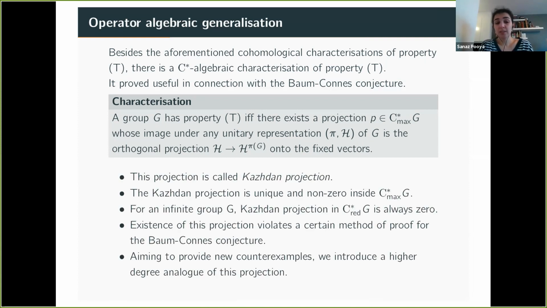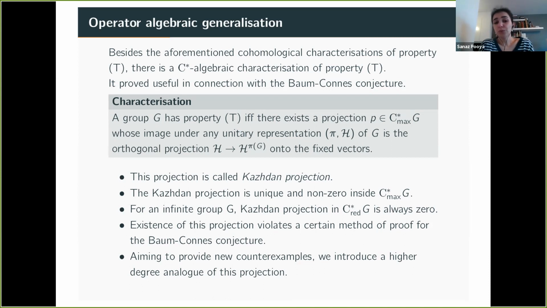This projection is known as the Kazhdan projection, and I would like to make a few remarks about this. First, this is non-zero inside C star max of G, and this is witnessed by the trivial representation. Next, if one starts with an infinite group G, this projection always vanishes inside C star reduced of G, because the left regular representation does not have any fixed vectors except for the trivial one, as soon as we are working with infinite groups.